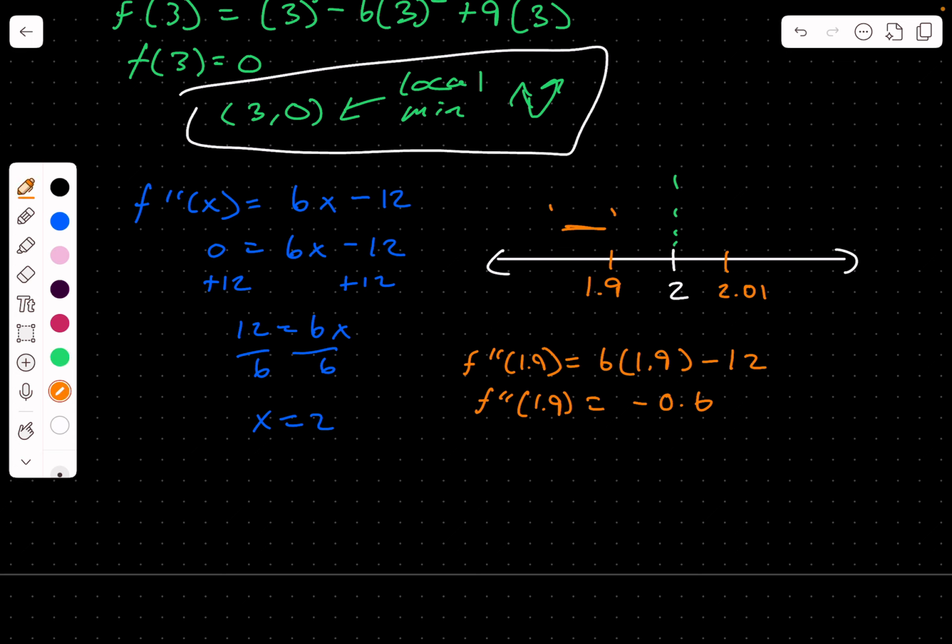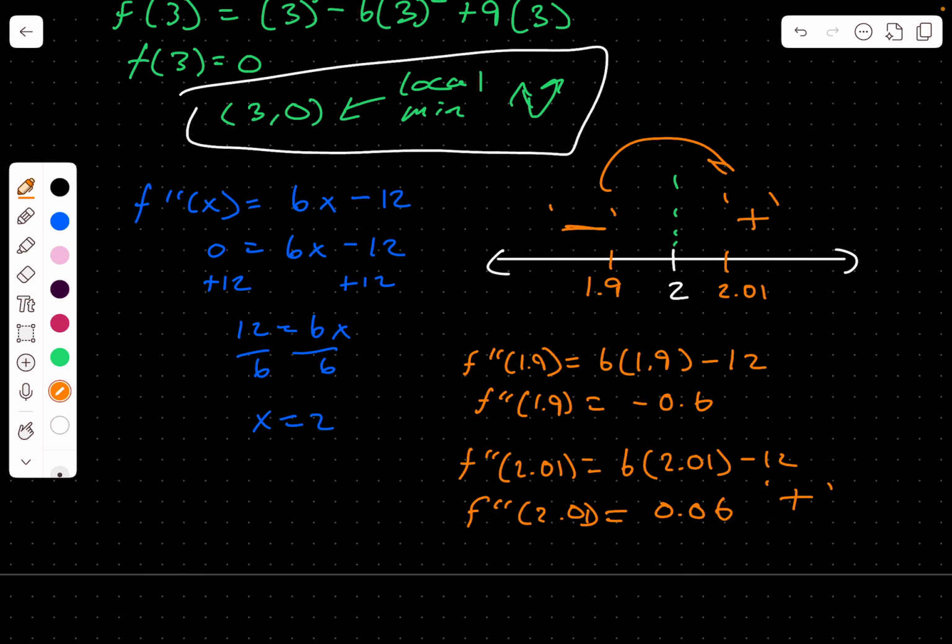Now let's do our other value that we've chosen. f double prime of 2.01 equals 6 times 2.01 minus 12. This is going to spit out 0.06, which is going to be positive, right? So on the right side, we have a positive. This shift in sign change indicates to us that this is indeed an inflection point. This guy is for sure an inflection point.